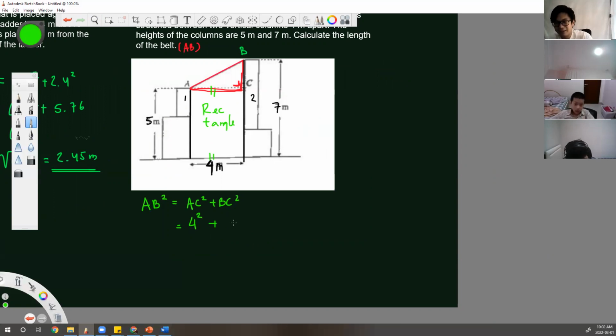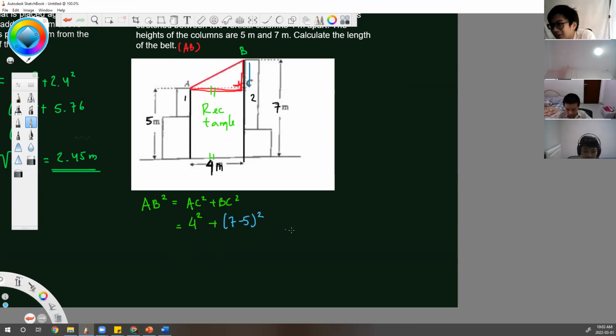And what is the height? Anyone except Winston. What is the length of BC? Siapa aja boleh jawab. Ayo. BC-nya berapa nih? 2. Wah, Winston lagi. How come? 2. 7 minus 5. Yeah, so 7 minus 5, squared. That's right. I put everything inside, nggak langsung 2 ya, biar you bisa lihat, oh 7 minus 5 ya selisihnya, the difference.